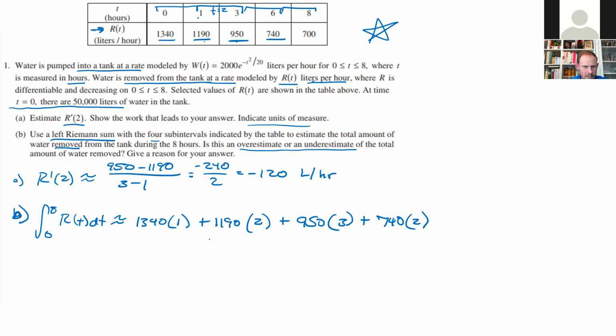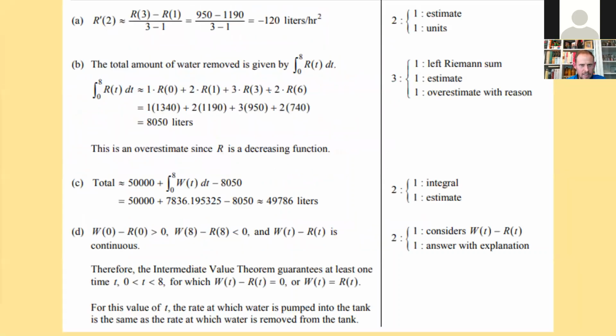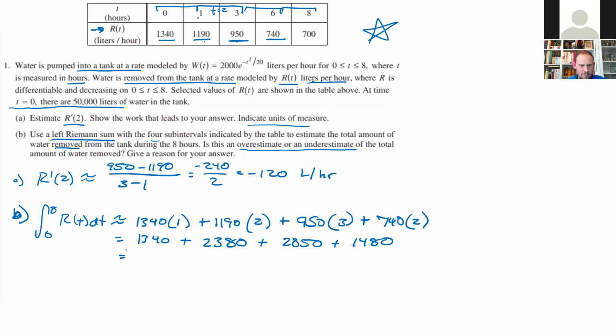And then we just want to work that out. I thought this was non-calculator, so that'd be 1340 plus 2380 plus 2850 plus 1480, and that equals 8,050 liters. Is it a calculator section? I hope so. It's going to be for the next one for sure. So 8,050 liters. And then we have to say, is this an overestimate or an underestimate?